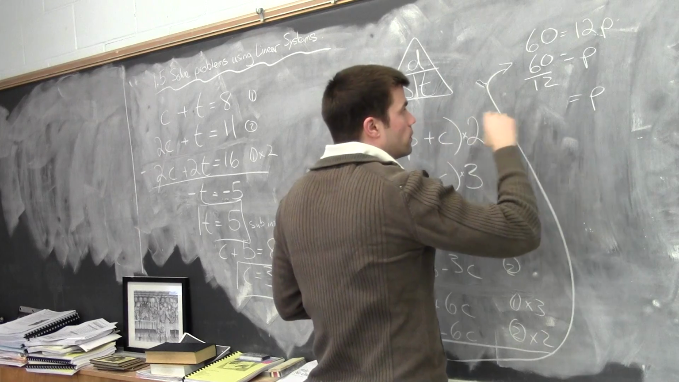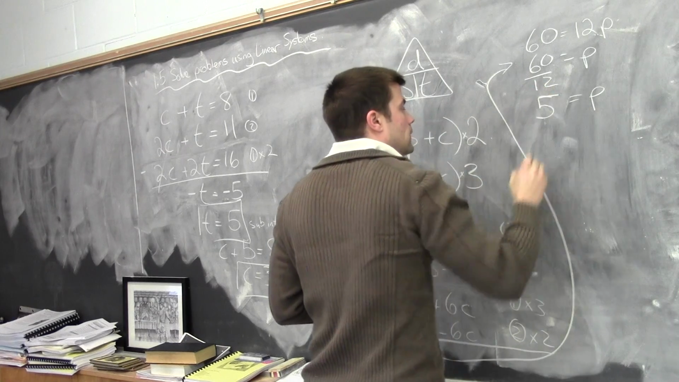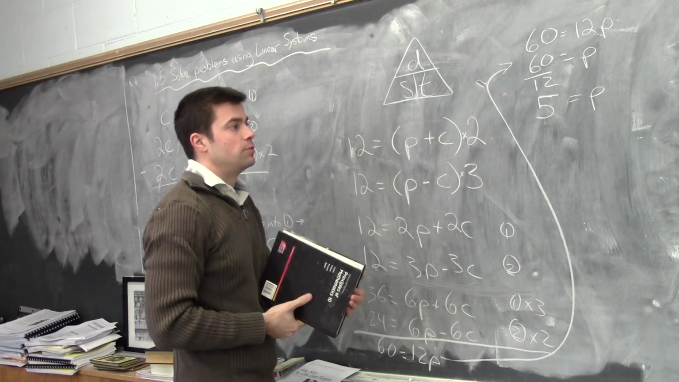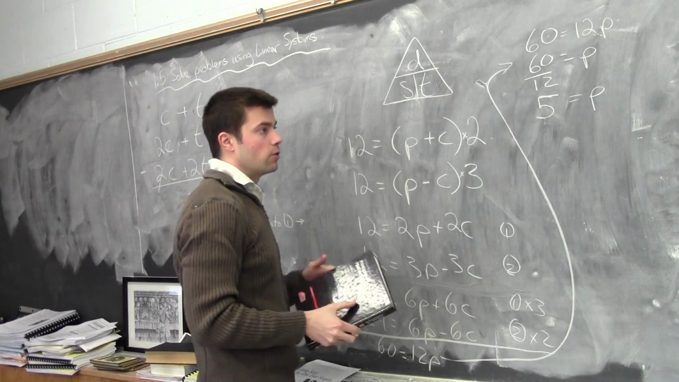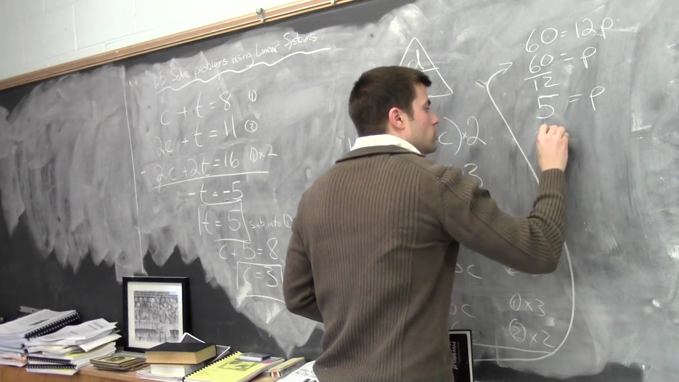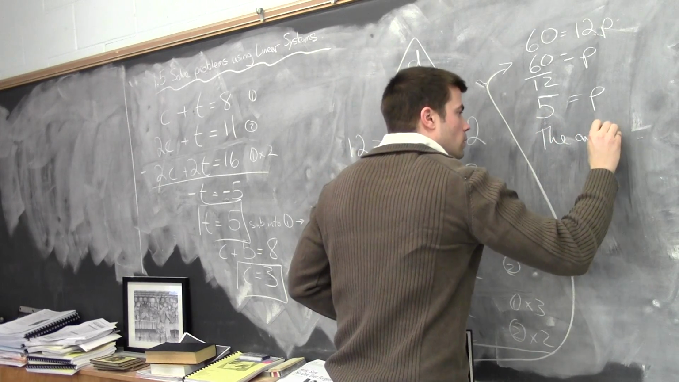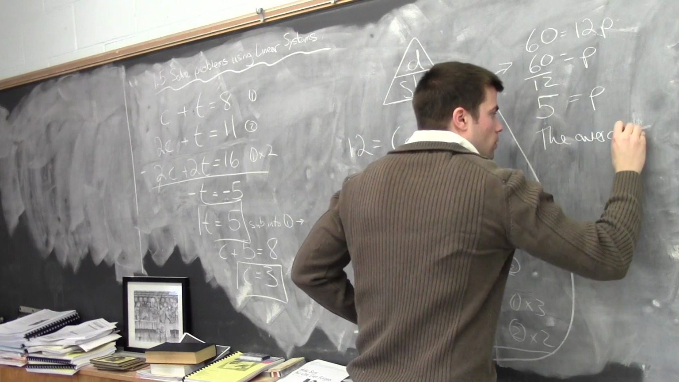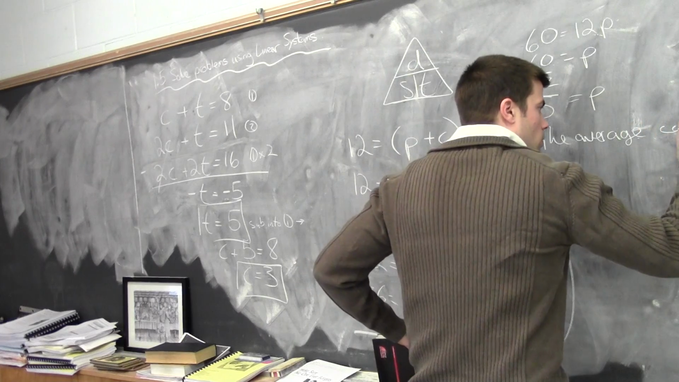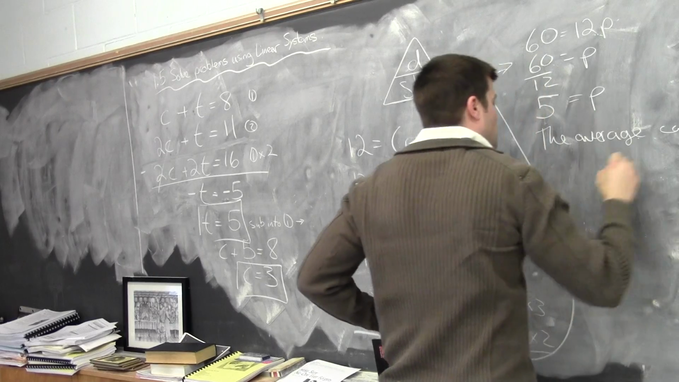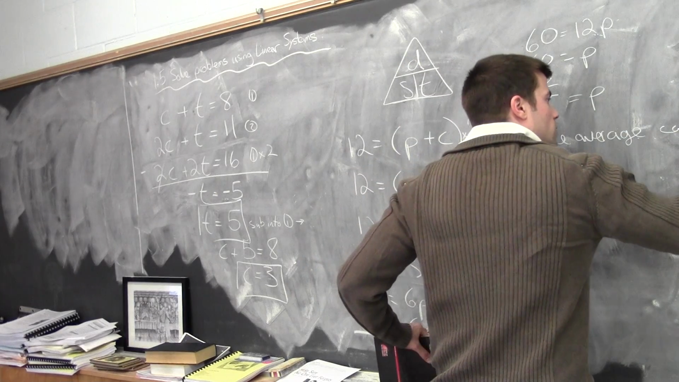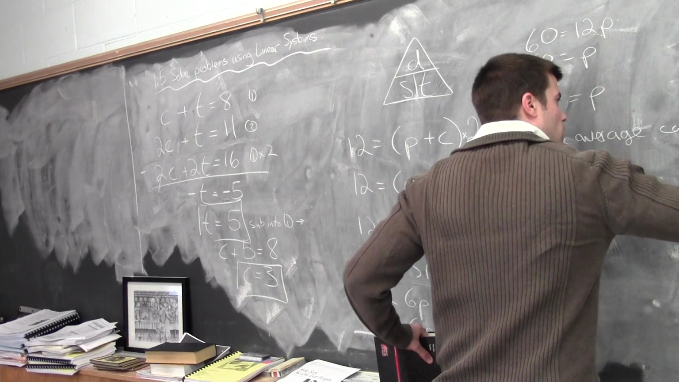That is 5. So our average speed of the canoeist is 5, and that would be in kilometers per hour. So the average, this would be paddling speed.